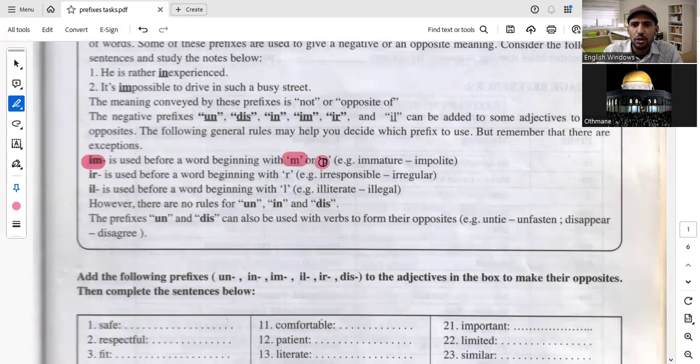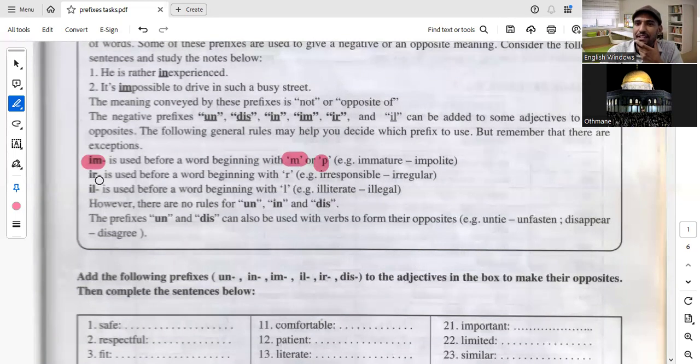or P, just like mature, ناضج. We add the prefix to make immature, and it indicates the opposite. Polite, a word that begins with P, we say impolite, غير مؤدب. Polite, مؤدب. Impolite, غير مؤدب.